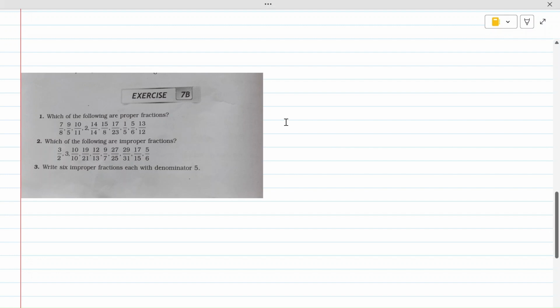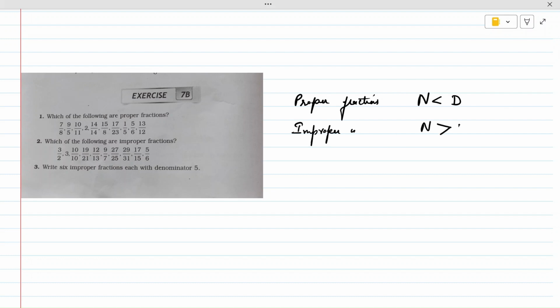So kids, we know what proper fractions are. Proper fractions are the fractions where the numerator is less than the denominator. They are called proper fractions. And then we have improper fractions. What are those? Where numerator is greater than denominator. So we have to mark which of the following are proper. That means where numerator is less than denominator. So here denominator is greater. This is proper. Here this one, this is not proper. This is improper. 10 by 11 also proper.